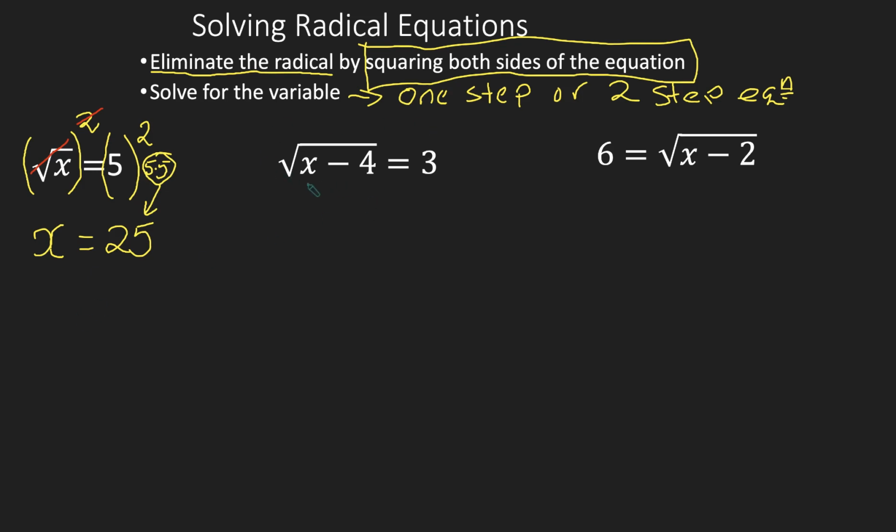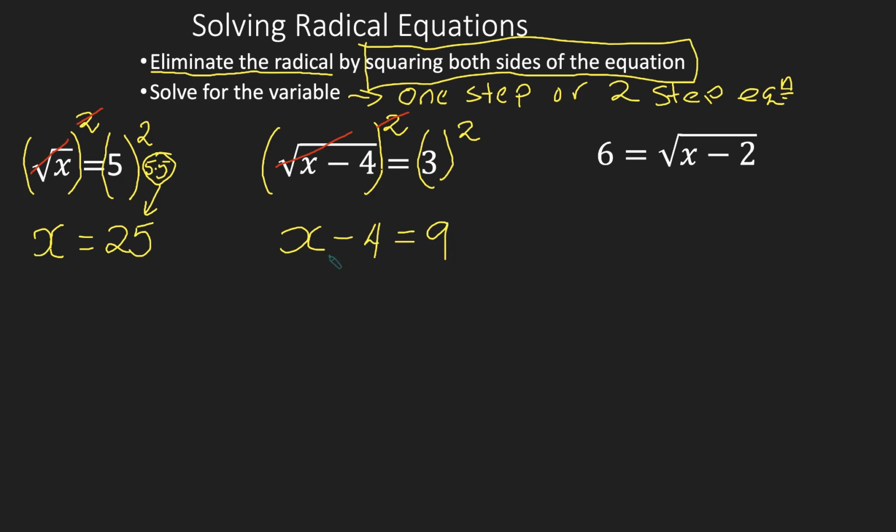Now on your test, you will see problems like this one here or this one here. So let's solve for our variable. Now once I see the square root, I'm like, okay, I have to get rid of that. And to do that, I have to square both sides. Again, the square cancels the square root sign, leaving you with what's on the inside, which is x minus 4, equals, and when you square 3, you get 9.